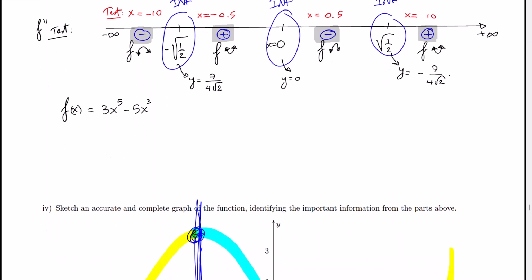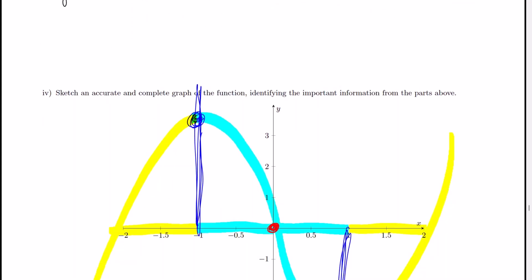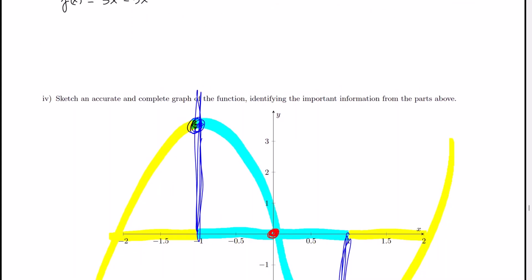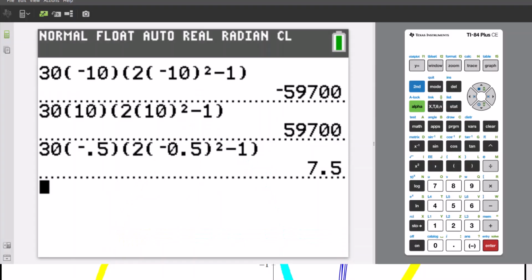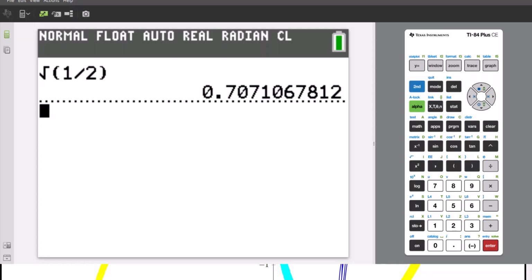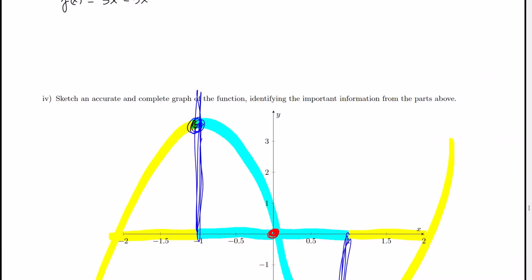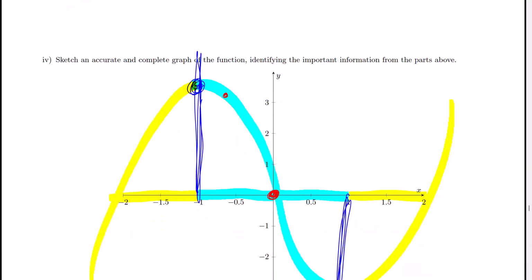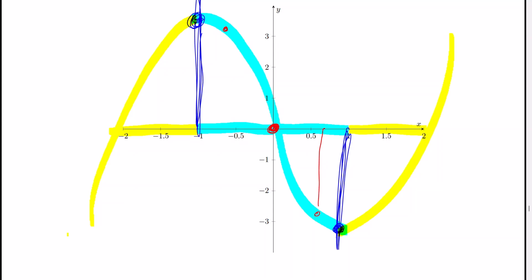So that √1/2, I'm not sure exactly what the value is, I forgot, but let's test it out with a calculator. Let's see, what was the √1/2 equal to? √1/2 was equal to 0.7. So I'm expecting some kind of inflection point around 0.7 and around -0.7. Those are somewhere here, and 0.7 will be somewhere there.